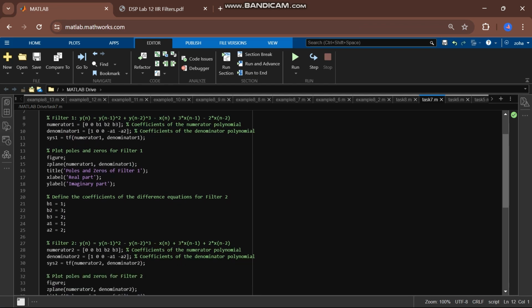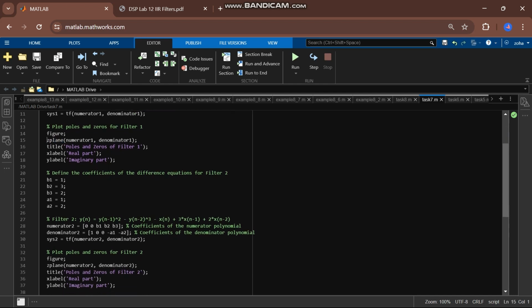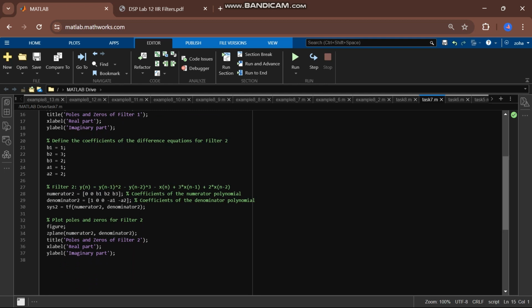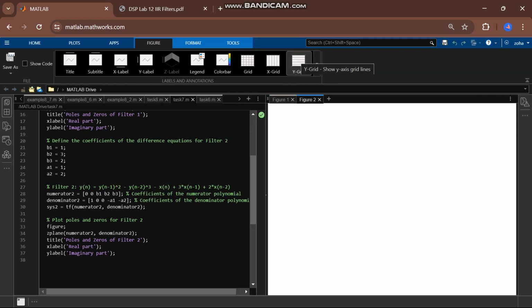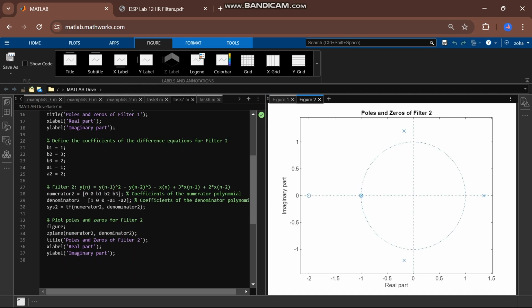Now we can plot the poles and zeros in the z-plane using the numerator and denominator, and we have done the same for filter 2. We can see both of these systems are unstable as the poles lie outside the unit circle.